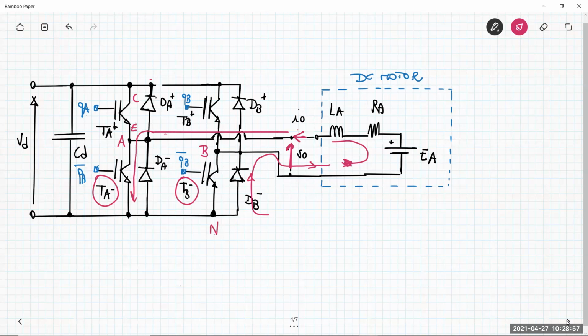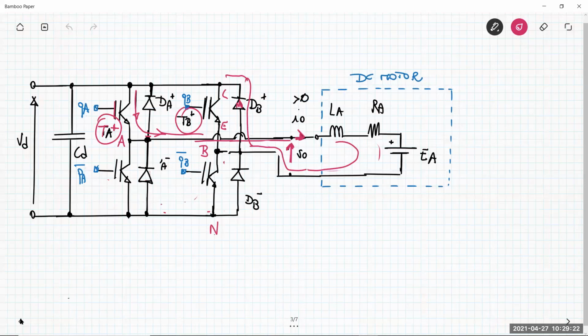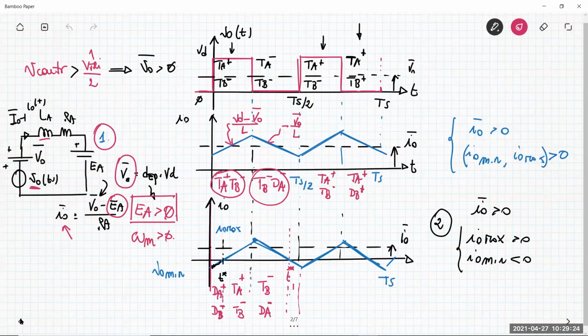by TA minus, because it's in the correct direction from the collector to the emitter to be conducted. And then for TB minus, you can see that the current can be conducted again by the diode DB minus. Okay, so here you have TA minus, DB minus.